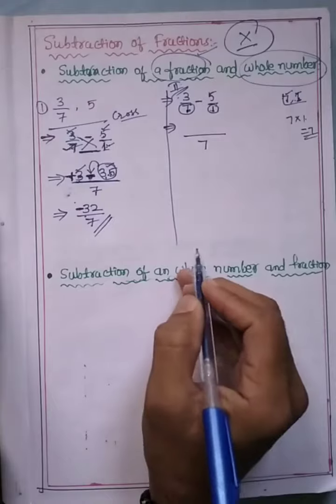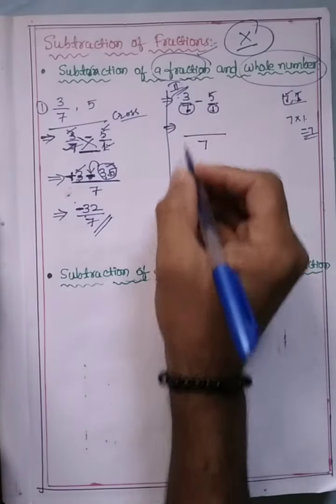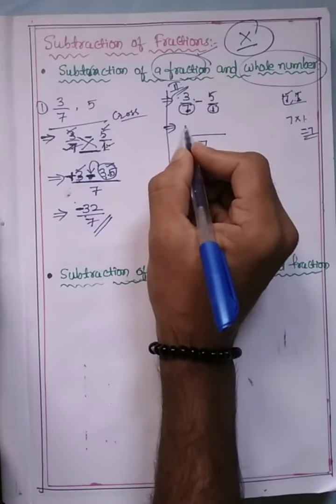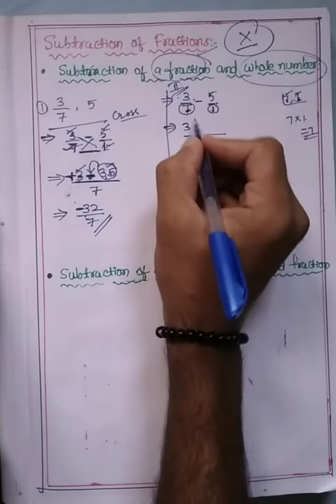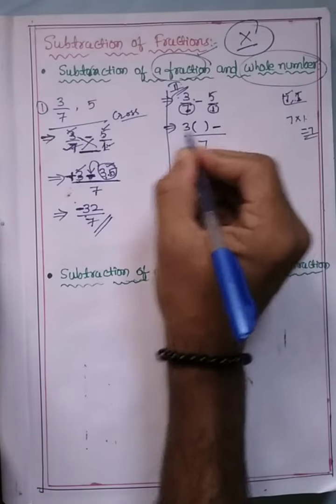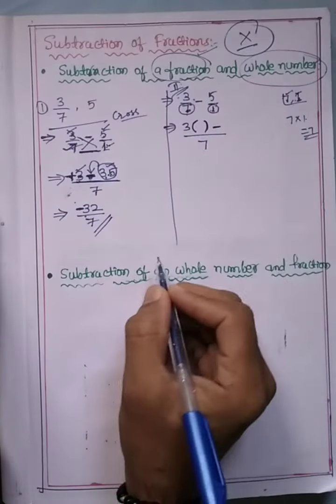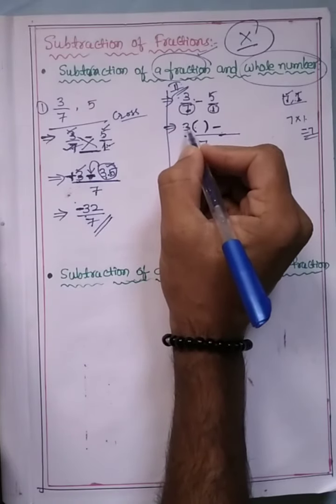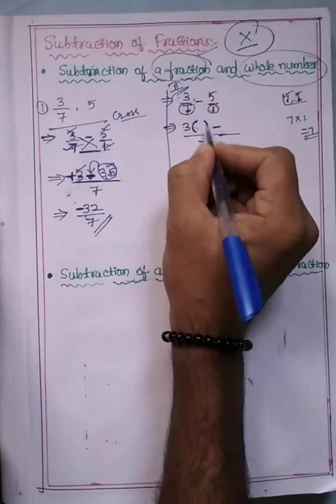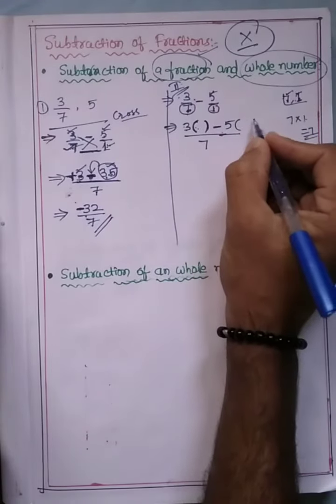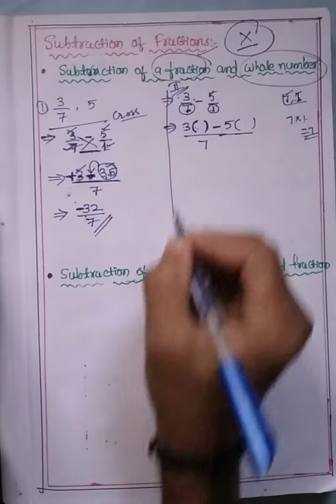Take the LCM of the denominators. 7 ones are 7. LCM of the denominator is 7. Next, take this 3 as it is and take one bracket like this. After 3 you can take this bracket. Write this 5 as it is. Take a bracket. Which number do you write here?